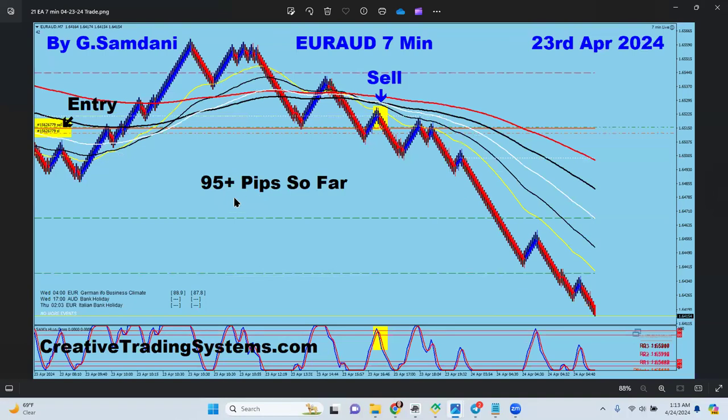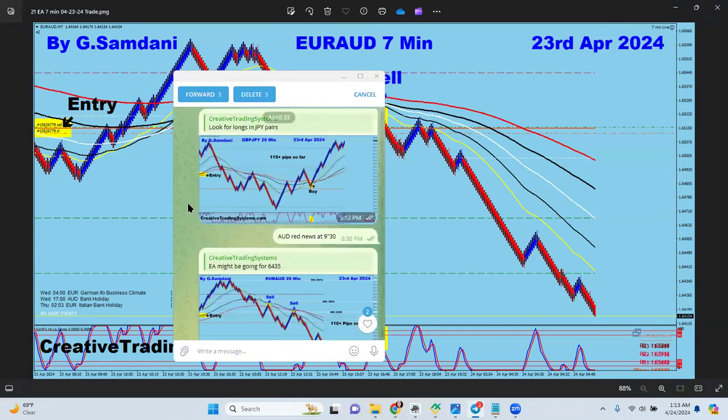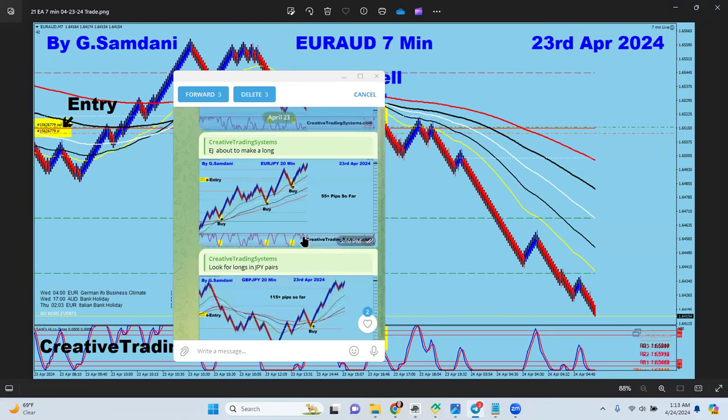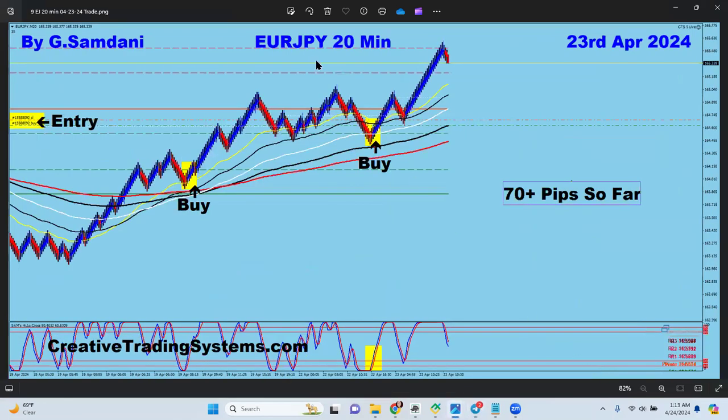And then 95. Okay, so that's almost 270 pips in 2 days. Only this pair, by the way. Now you saw me saying to look for longs in yen pairs, right? Let me show you since yesterday how many yen pairs, on April 23rd, long entries on April 23rd, right?